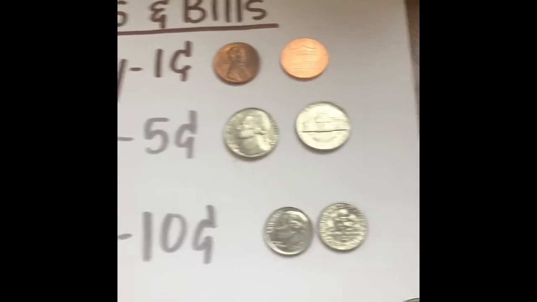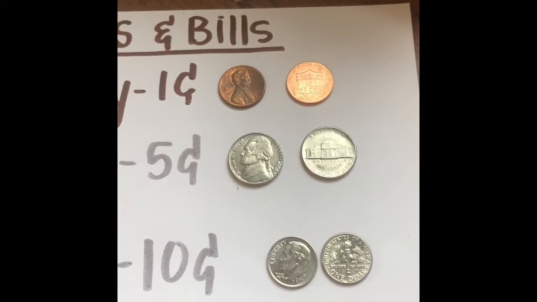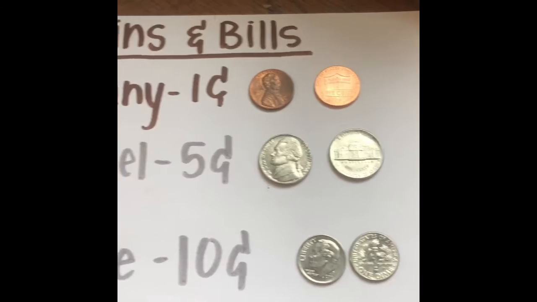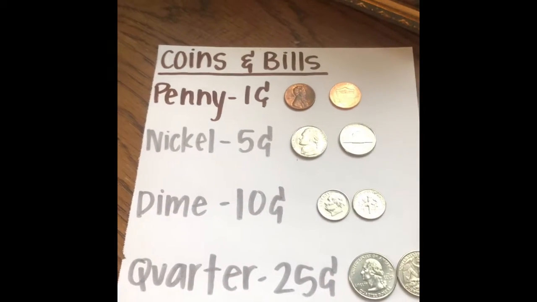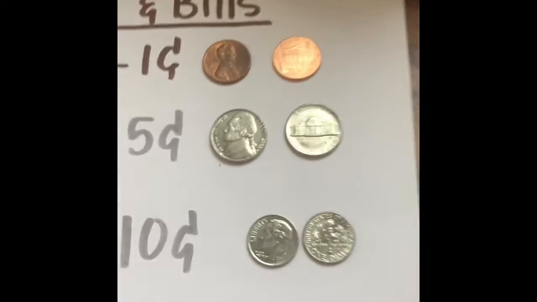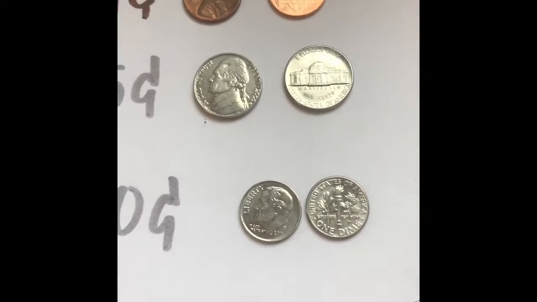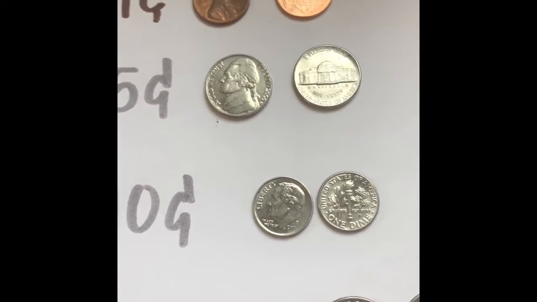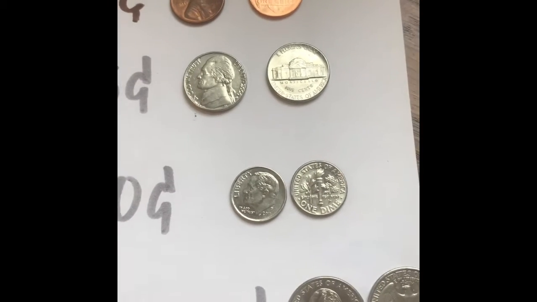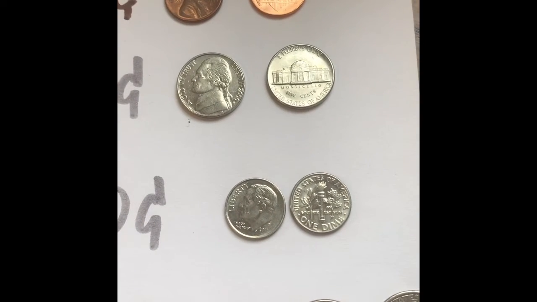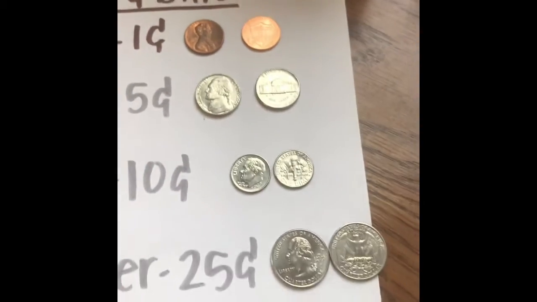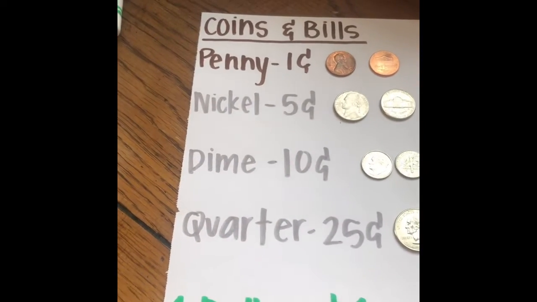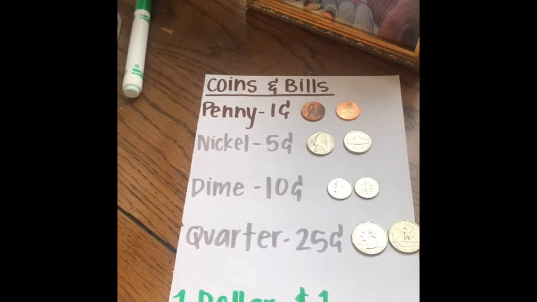Our dime is our smallest coin, although it is definitely not the least valuable. It's worth 10 cents, so 10 times more than our penny and 2 times more than our nickel. Our dime has President Roosevelt on the head. He does not have a collar or a big wig on. And then on the back is our torch, our olive branch, and our oak branch. So dime there.